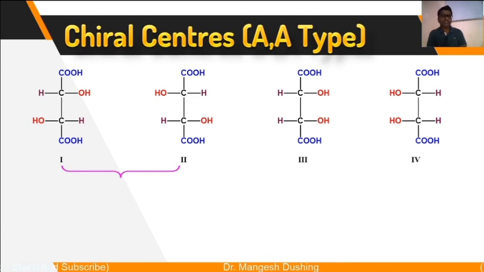If you look carefully, these two compounds are mirror images of each other. So this OH reflects as OH, H reflects as H, COOH, COOH. So these are perfect mirror images of each other. Now we have to see whether these mirror images are superimposable or non-superimposable. If you pick this compound as it is and try to put it on this one, these are non-superimposable mirror images.